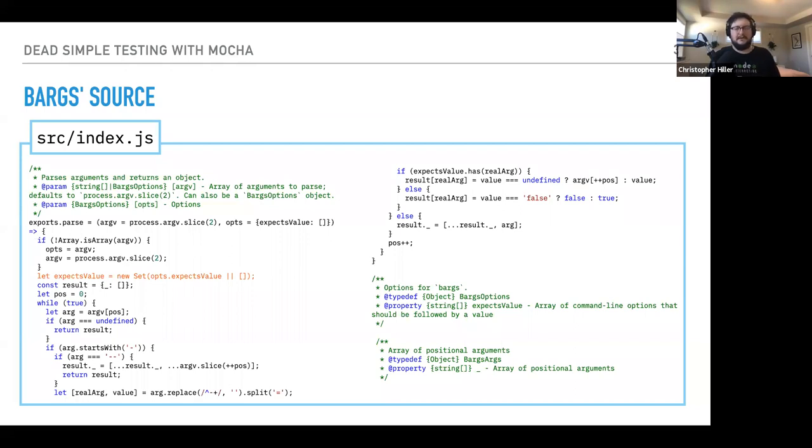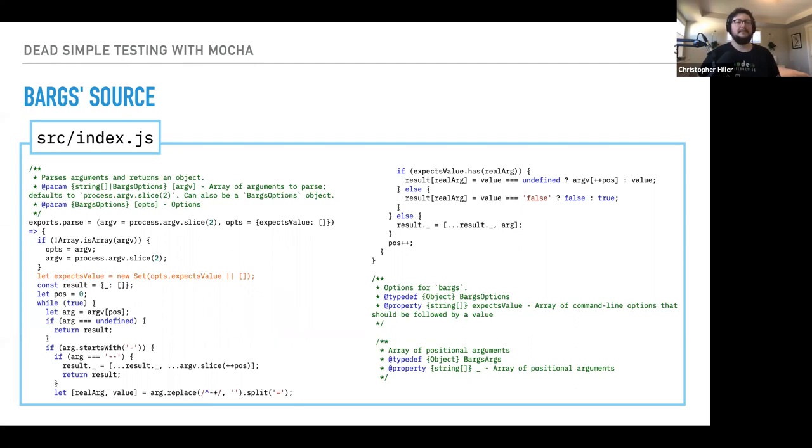So one way to do that anyway is to create a new set. And so on this line, we're making a new set from opts.expectsValue. But this function is written so that if you do not pass opts, you will get an expectsValue of an empty array.